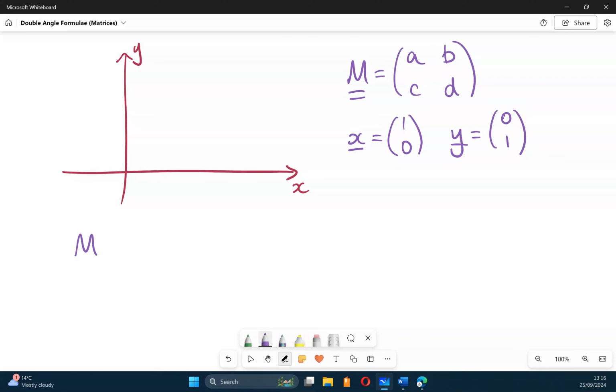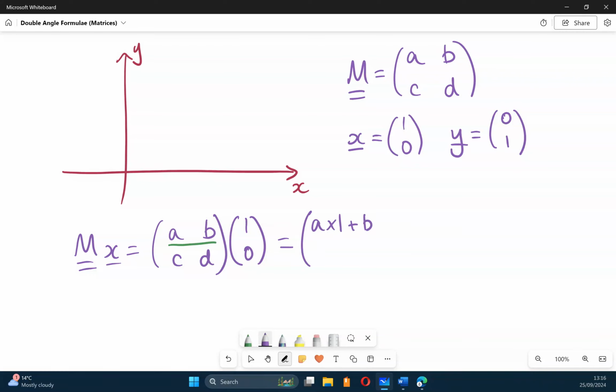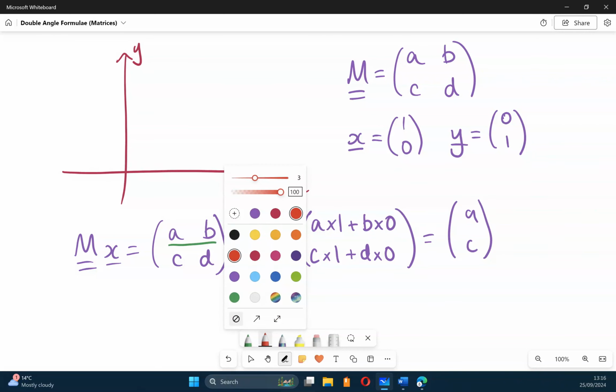So if I do M on X, this is A, B, C, D with 1, 0. And then using how matrices are multiplied with vectors, we have here A times 1 plus B times the bottom 0, and then C times the 1 plus D times that bottom 0. And this is just A, C. Now notice, A, C is just the first column of this matrix.